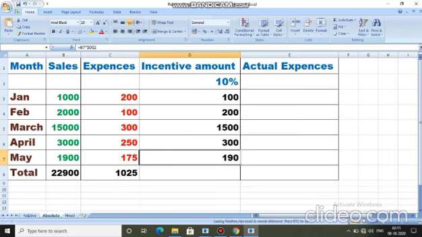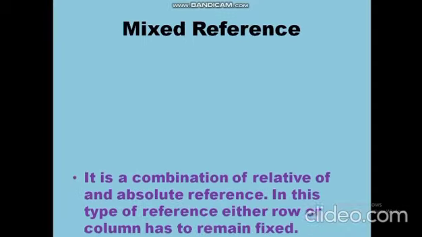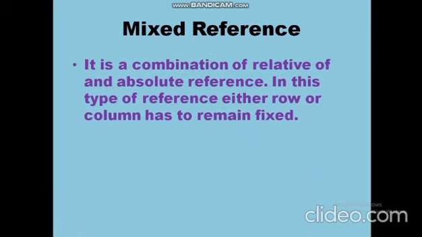Now the next is mixed reference. Mixed reference means it is a combination of relative and absolute reference. In this type of reference, either a row or a column has to remain fixed. For example, $A1 plus A$2. $A1 means before the column I have written a dollar, so this A column is fixed, but before 1 I have not written a dollar, so 1 will change. Then A$2 means this row number will not change.